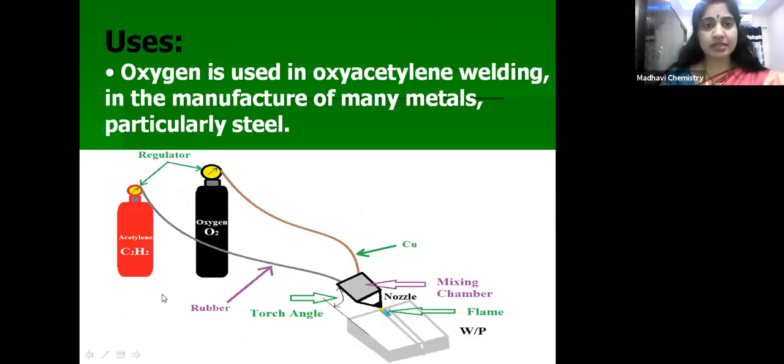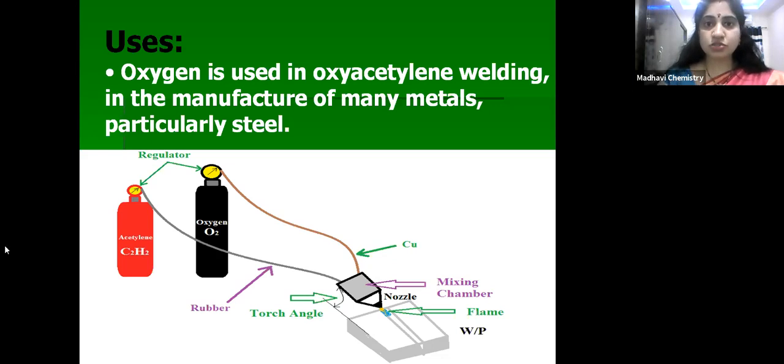Now let us see the uses of oxygen. Children, oxygen is very important for animals and human beings. For life, oxygen is very important. Green plants give oxygen, is it not? So oxygen is very important for us. Let us see other uses of oxygen.